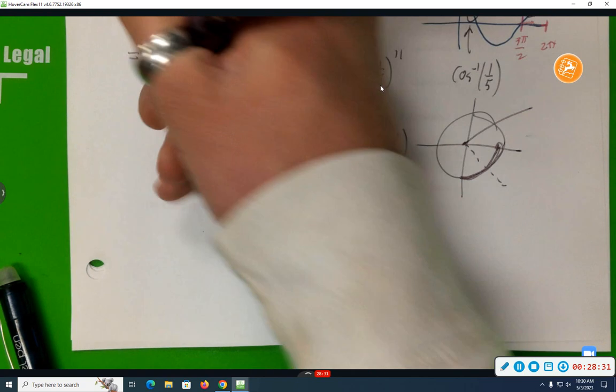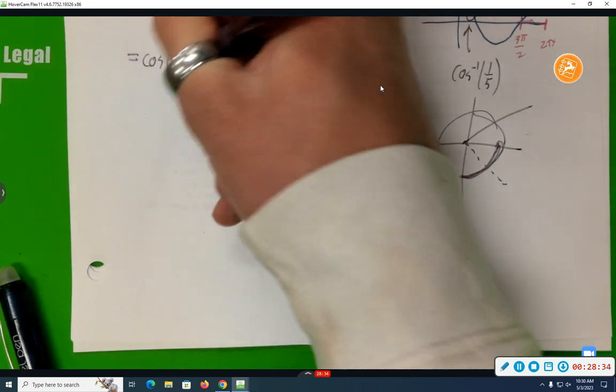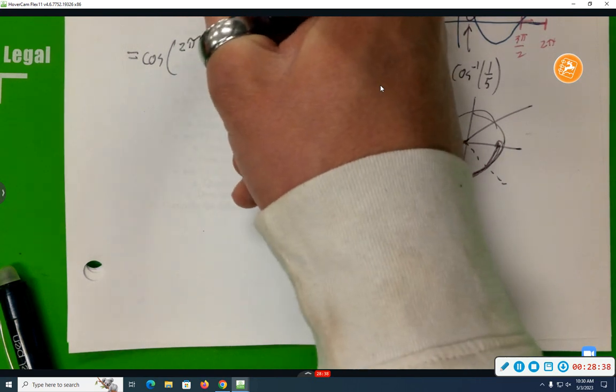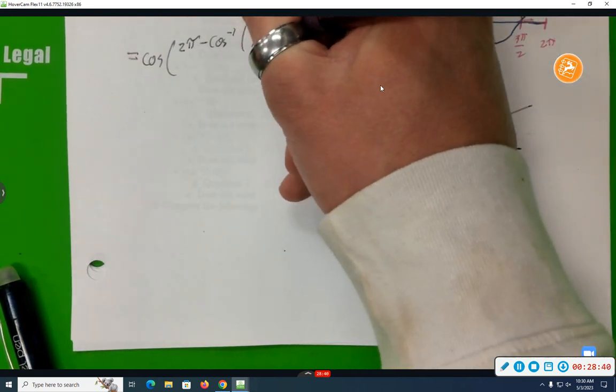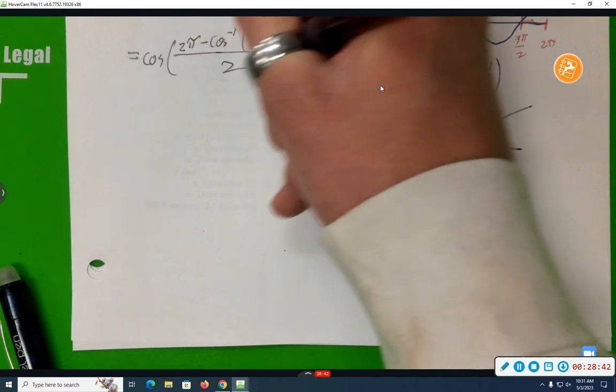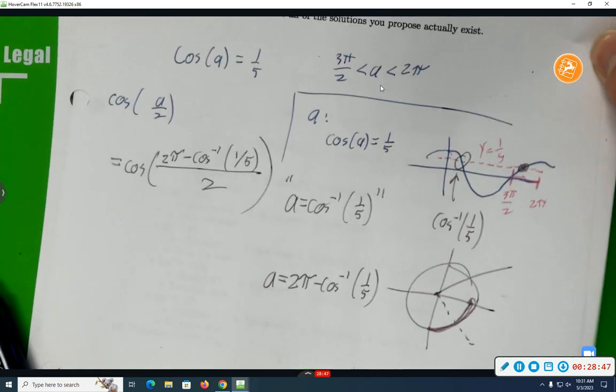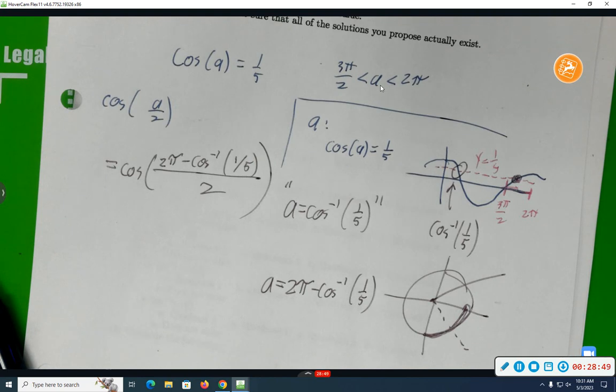That means I can write down cosine of A over 2. Cosine of A over 2 will be cosine of 2 pi minus cosine inverse of 1/5, all over 2. And how many people have calculators that have trig functions and inverse trig functions built in? Is that something you could just ask a calculator to approximate? Cool. Yeah, do it, I guess. What does the calculator say?